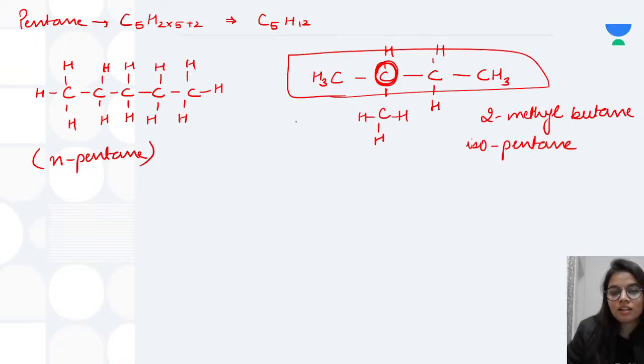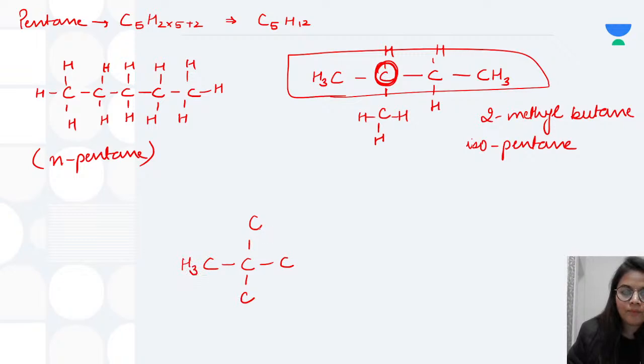Next, see here students, I can make one more structure. How is that possible? I can take 3 carbon atoms in a straight line. Now in the second structure, I just brought 1 carbon atom down. In the third, I can bring 2 carbon atoms on the middle carbon. And if I satisfy the valency, we can have H3, H3.